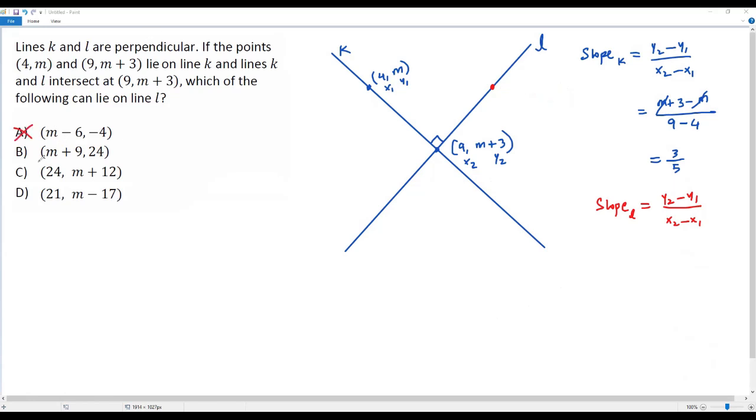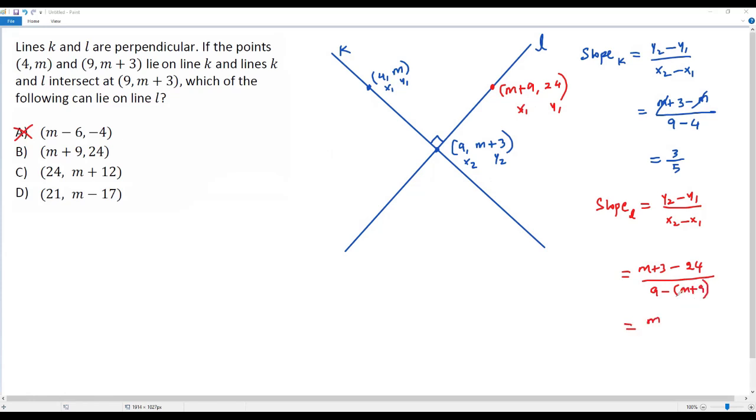Now let me consider answer choice B. That is the point m plus 9, 24. Let me write it. Now let's say this is x1, y1. Let me plug in. That is y2 equals m plus 3, negative y1 is 24. And x2 is 9, and x1 is m plus 9.